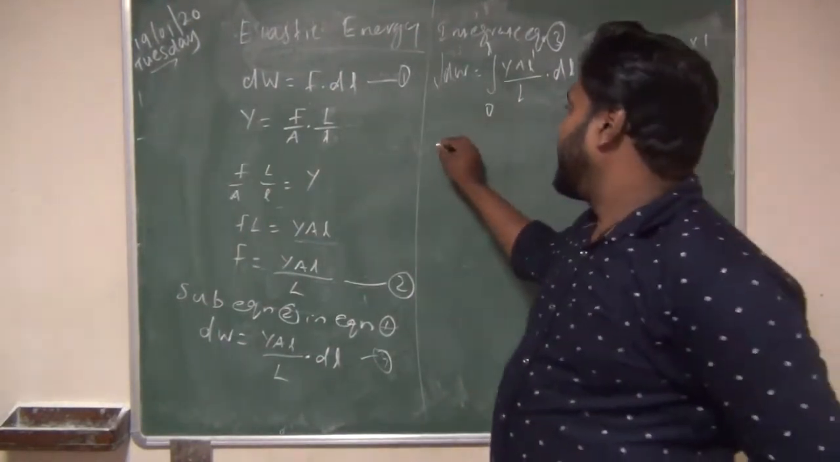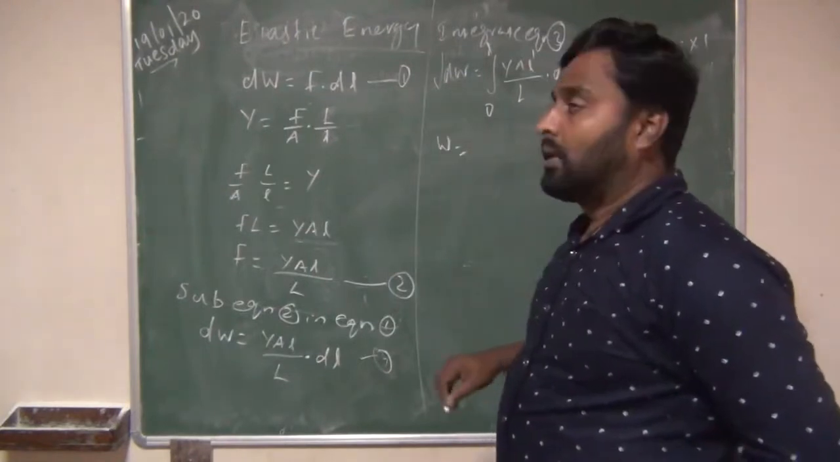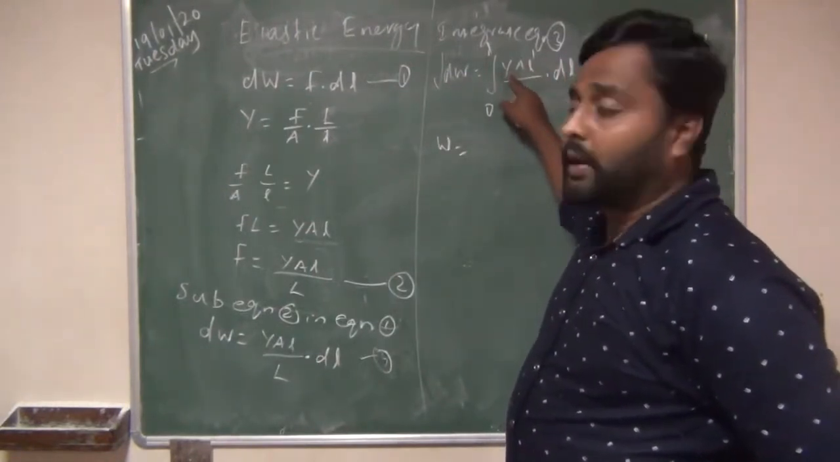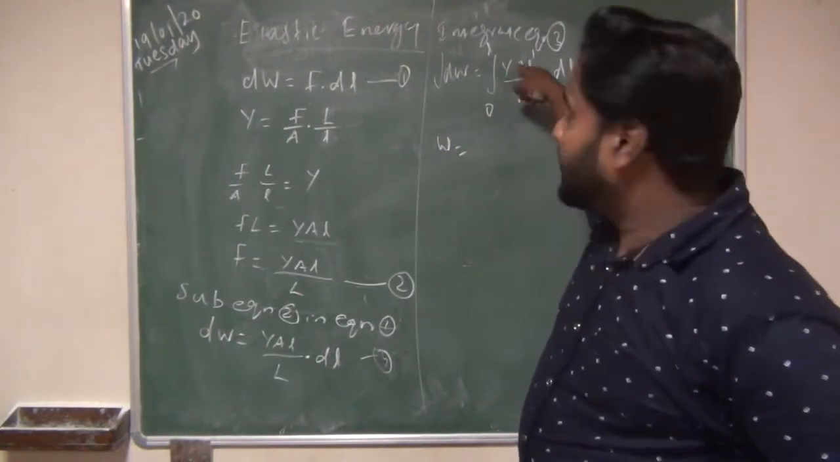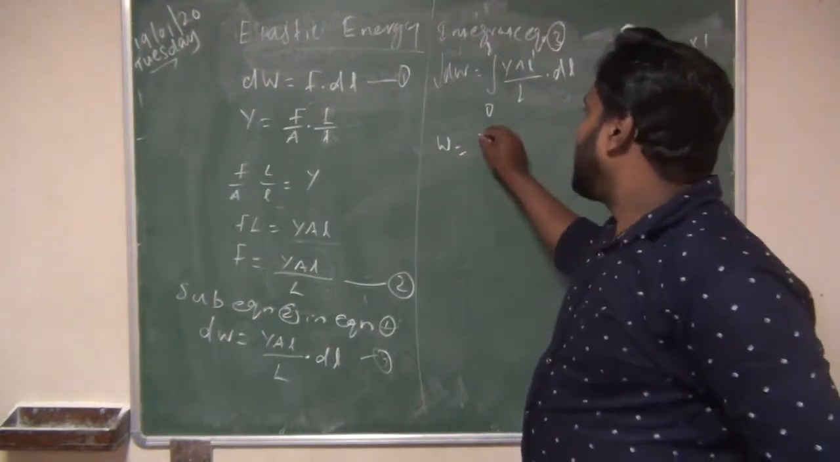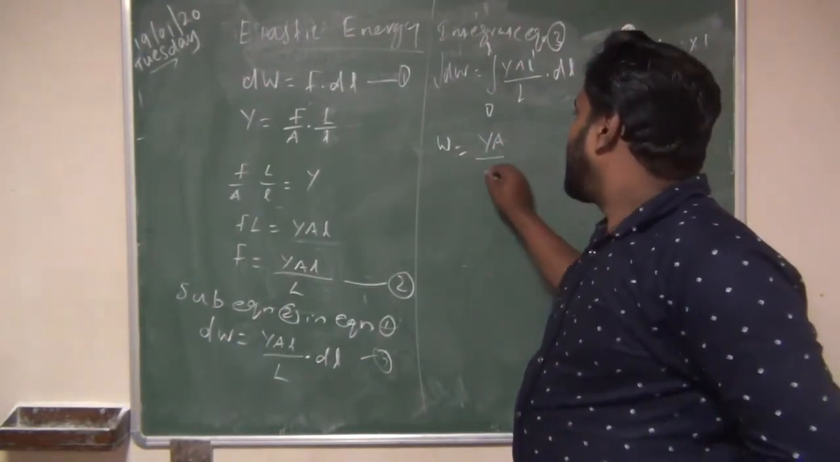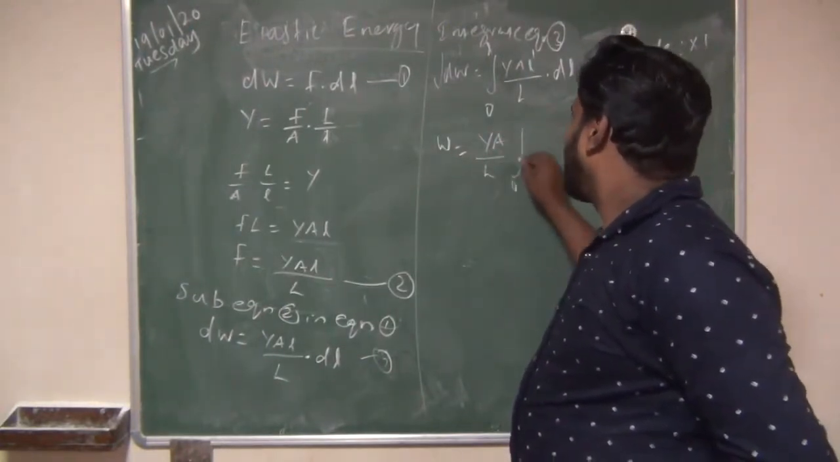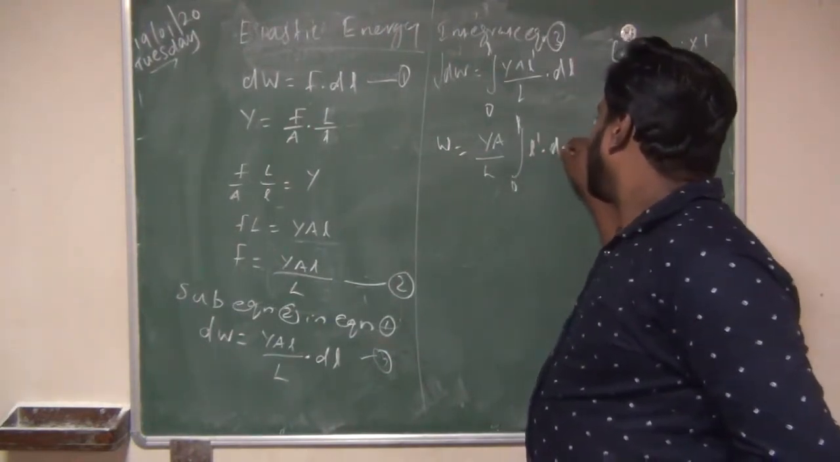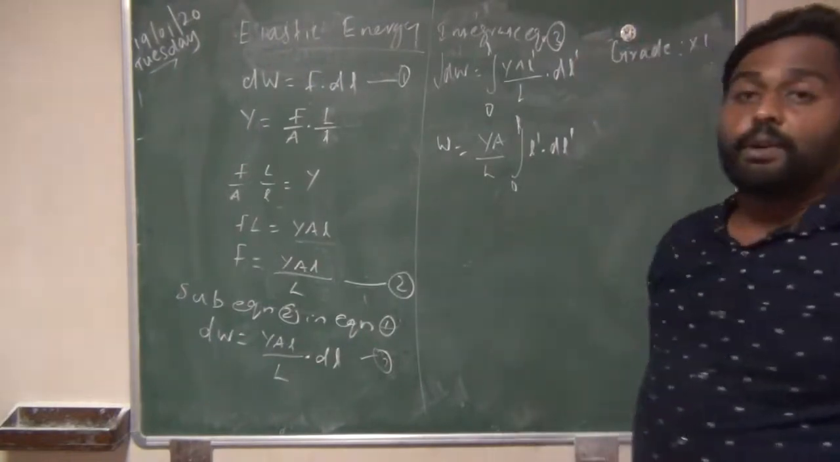Now I'll integrate dW, and we will get W. Before integration, take all the constant values outside. Y is constant, the area of cross section is constant, and the capital L we can take outside. So W = YA divided by L, integral from 0 to L of l' dl'.